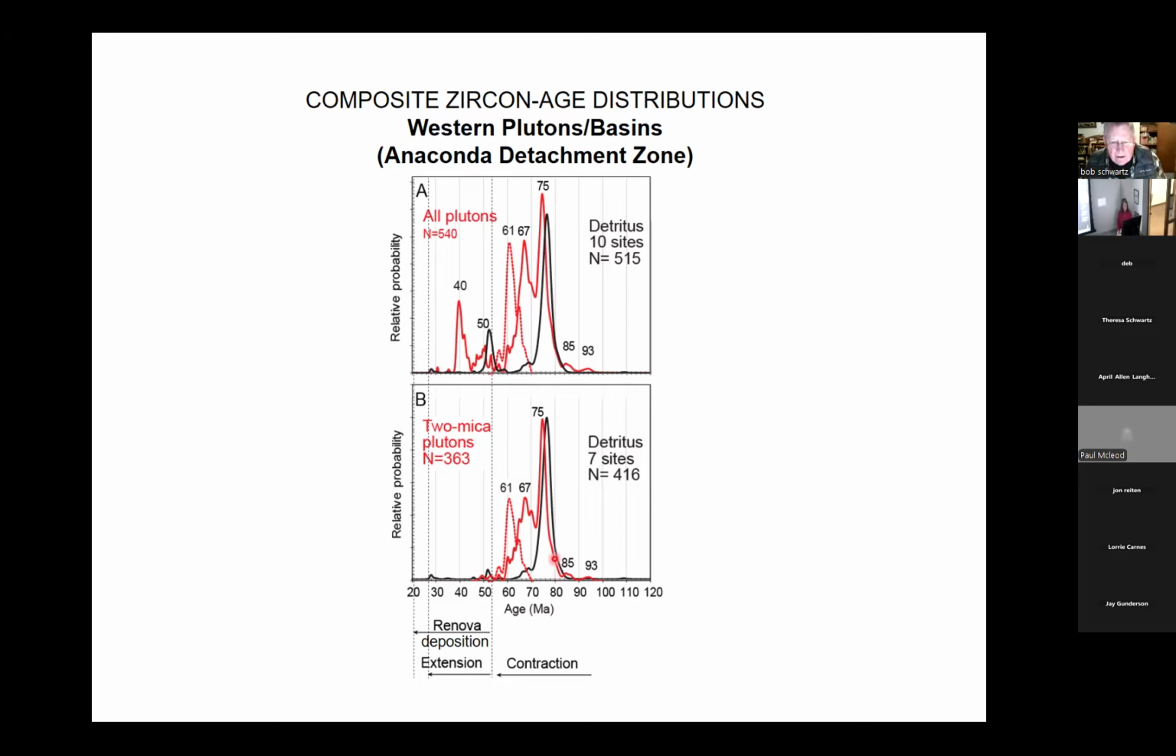Well, the red line are the igneous ages in the two mica plutons. And once again, here's the two mica detrital sand. Okay, it's two mica detritus, and the only match you get is in the late Cretaceous mode. So there's something to this. During Renova time, unless they're not the same plutons, which I don't know how they can't be, okay? During Renova time, you're just getting late Cretaceous detritus, and you're not getting any of the younger detritus.